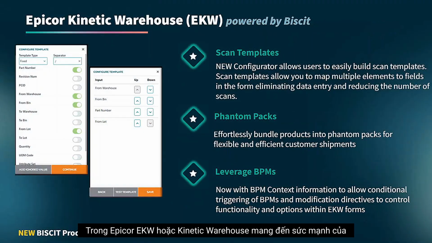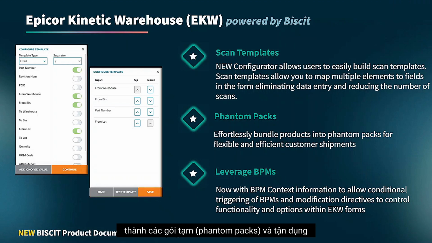In Epicor, EKW, or Kinetic Warehouse, puts the power of Kinetic in your hands by providing a first-class, modern Android app that interacts with Kinetic in real time. Version 5 enables you to accelerate and control the flow of work on the shop floor and through the warehouse by way of a new configurator that allows you to easily build scan templates, the ability to bundle products into phantom packs, and with new functionality leveraging BPMs. Another key update from the Biscuit team is new documentation available across all platforms. You can see the link at the bottom of this slide.